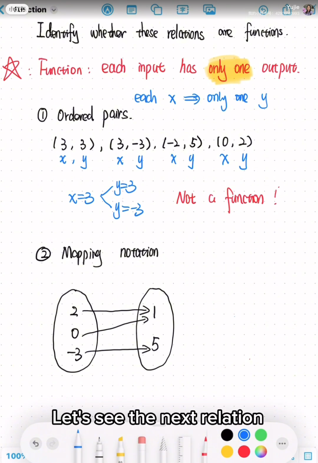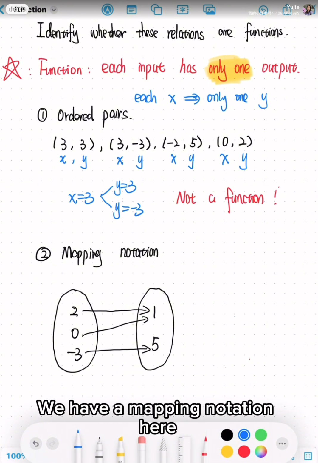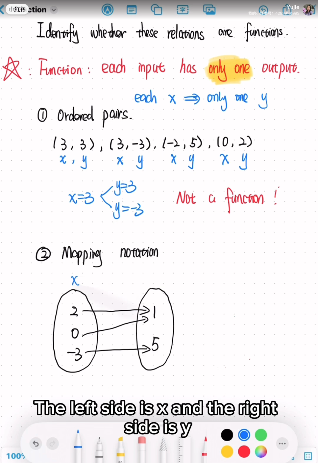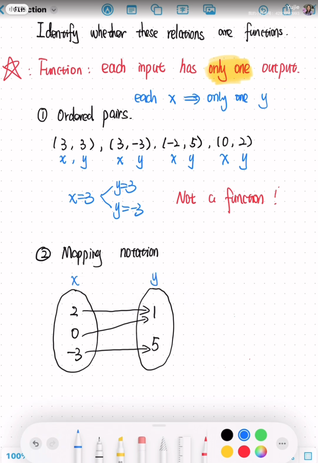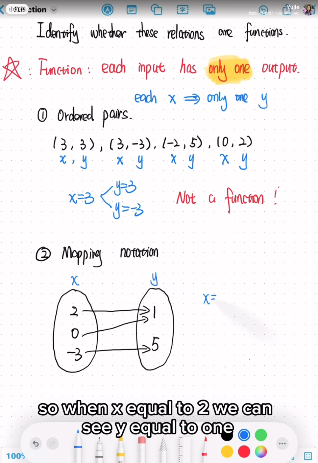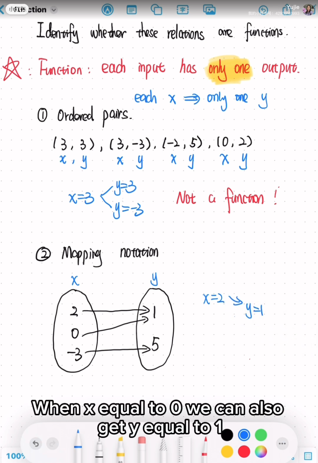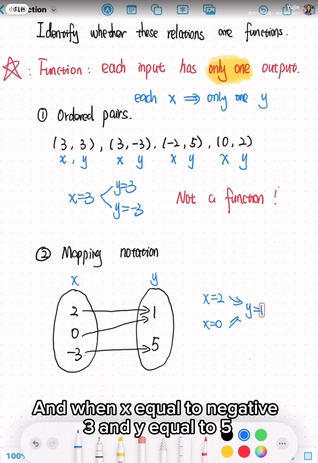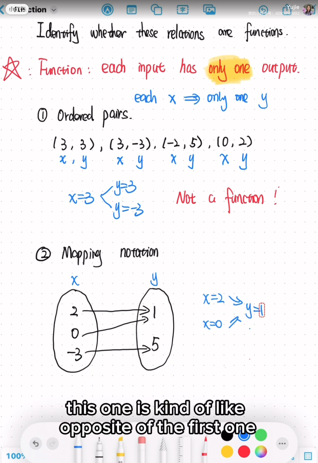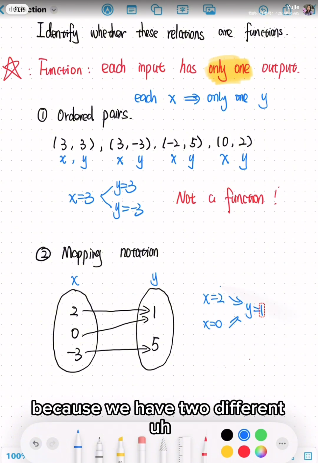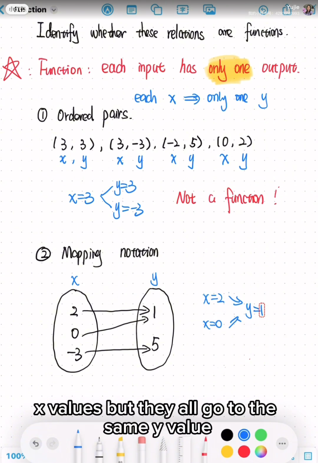Let's see the next relation. We have a mapping notation here. The left side is x and the right side is y. So when x equals 2, we can see y equals 1. When x equals 0, we can also get y equals 1. And when x equals negative 3, y equals 5. This one is kind of like the opposite of the first one, because we have two different x values, but they all go to the same y value.